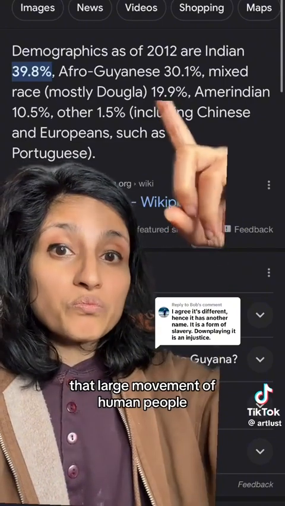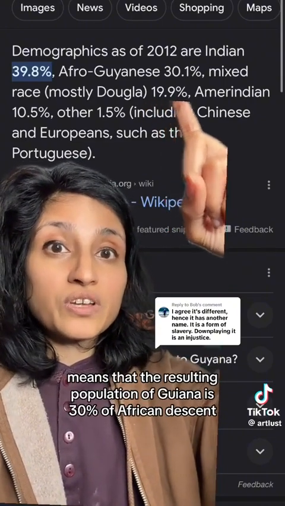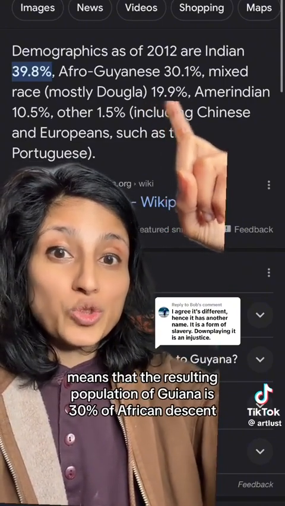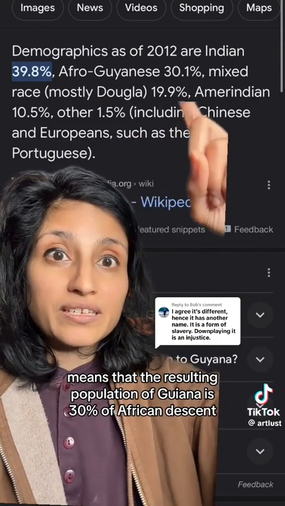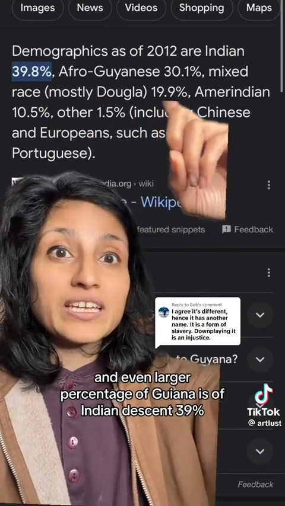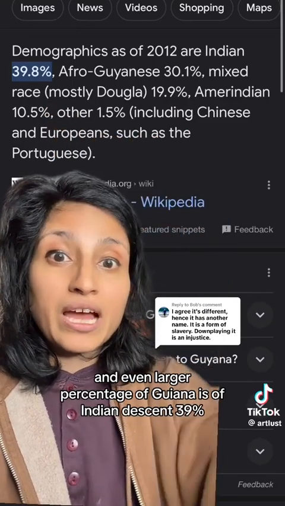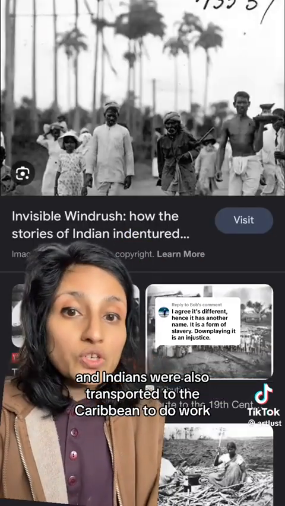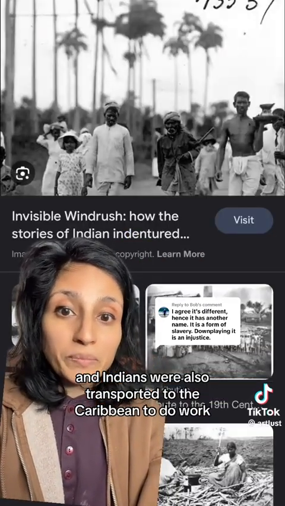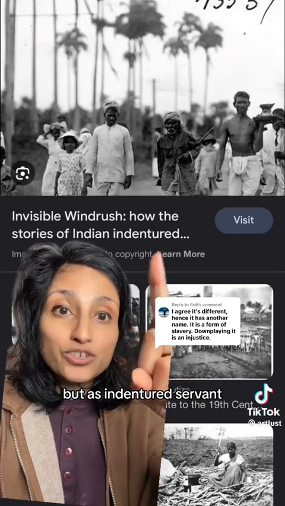That large movement of human people means that the resulting population of Guyana is 30% of African descent. An even larger percentage of Guyana is of Indian descent, 39%. And Indians were also transported to the Caribbean to do work, but as indentured servants.